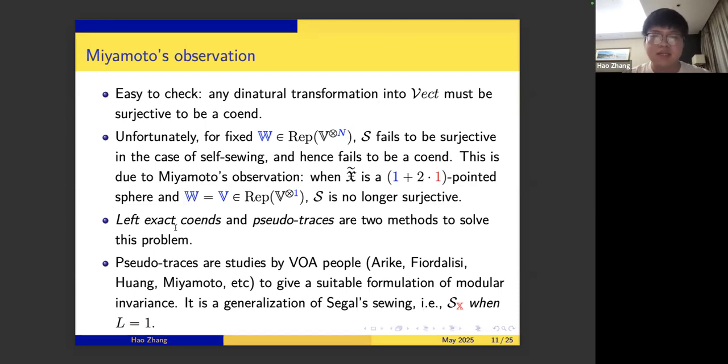Another approach to solve the problem is called the left-exact coend. Left-exact coend is usually studied by the TQFT people. This is a method quite similar to pseudo traces, because these two methods were introduced to solve the same problem observed by Miyamoto. Pseudo traces are studied by VOA people, for example, Arike, Fiordalisi, Huang, and Miyamoto. To give a suitable formulation of modular invariance, they add the pseudo traces into their genus 1 conformal block space in order to make this space a modular invariant space.